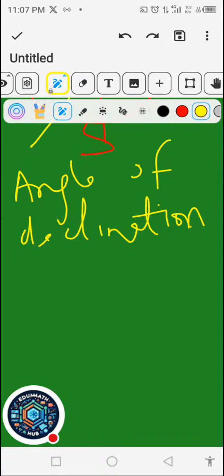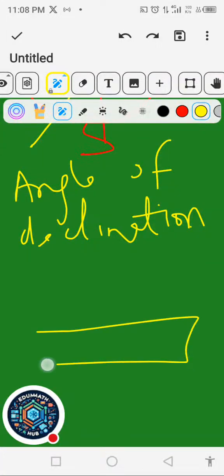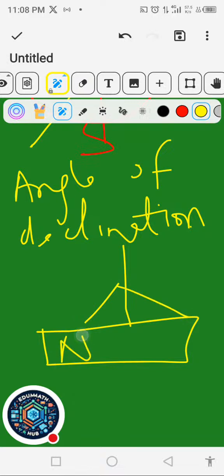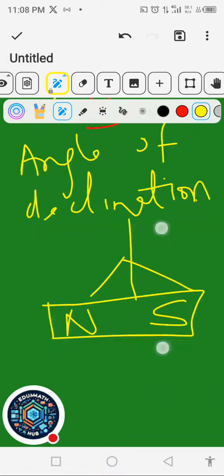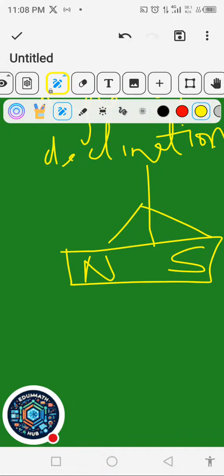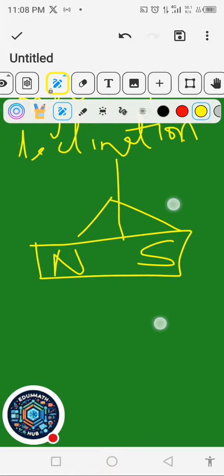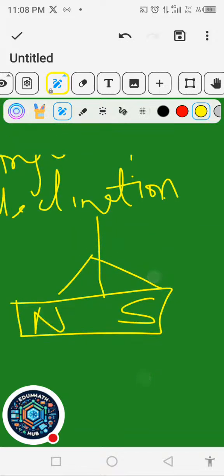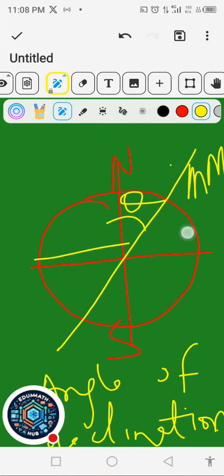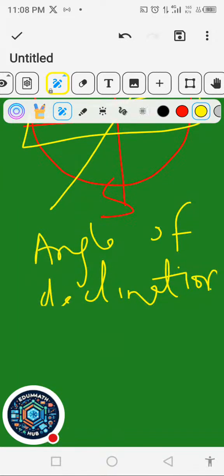A freely suspended magnet, a free magnet that you just suspend, you tie it to a ceiling. That magnet will always come to rest horizontally in the north-south direction. But there's a funny thing. It will not come to rest exactly flat. It will be a bit bent.